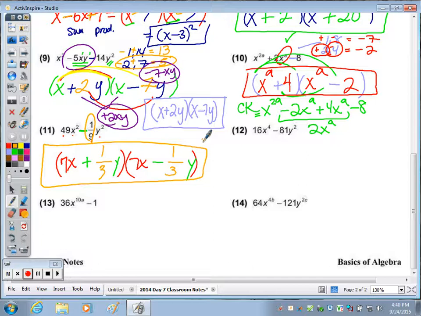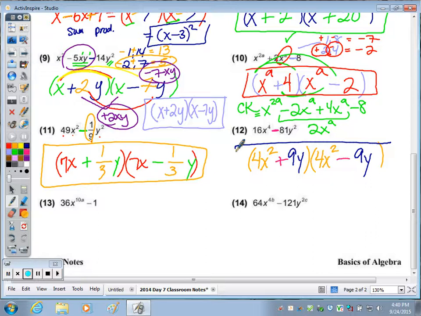Number 12 is also the difference of two perfect squares, as each variable, each base, has an even exponent, as well as the coefficients are perfect squares. So I set up the two parentheses, it's going to be 4x squared, to multiply to the 16x to the fourth. Signs are different, positive, negative, to get that negative product. Again, zero sum. And then 9y times 9y gives us the 81y squared.